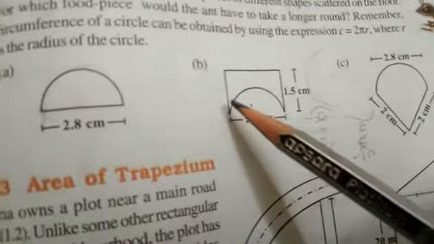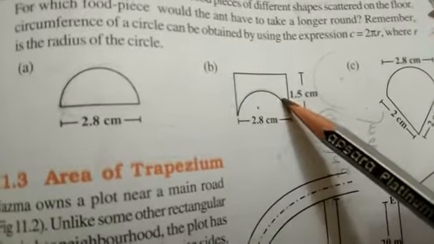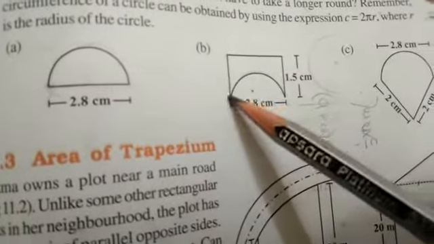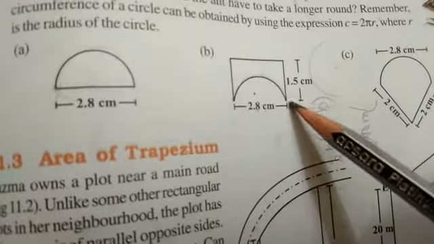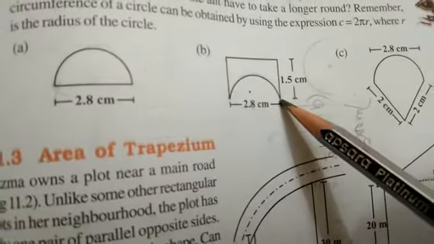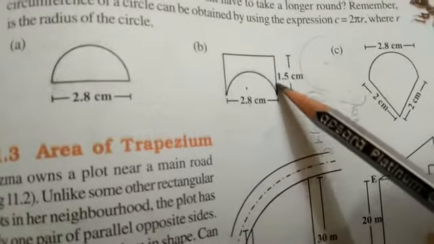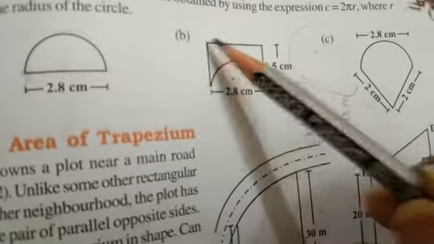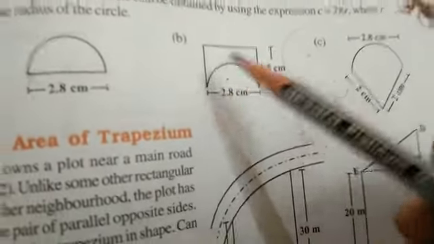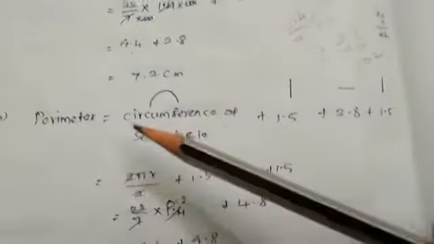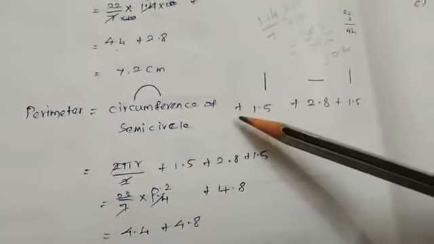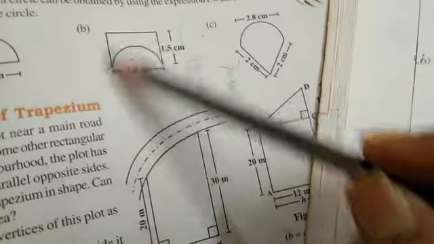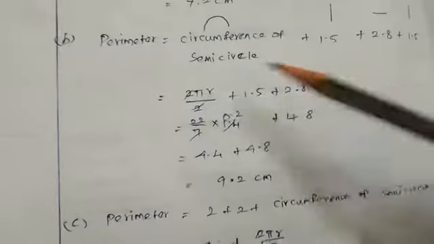Next, this picture is given. You can start at this point. So this is the first one, second one, third one, fourth one. This is the bending, no? That is the circumference of a semicircle. We have already answered that. So use this length, 1.5. This length is the diameter of the semicircle, 2.8. This is parallel, no? So 1.5. So that is the perimeter: circumference of semicircle plus the lengths given, 1.5 plus 2.8 plus 1.5. Now we already have this answer.